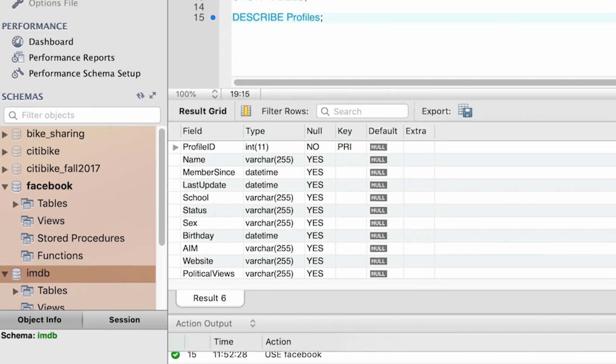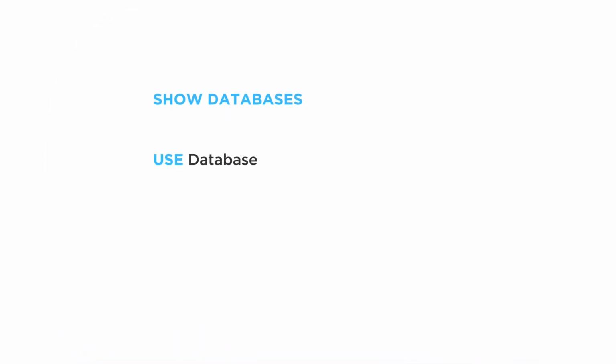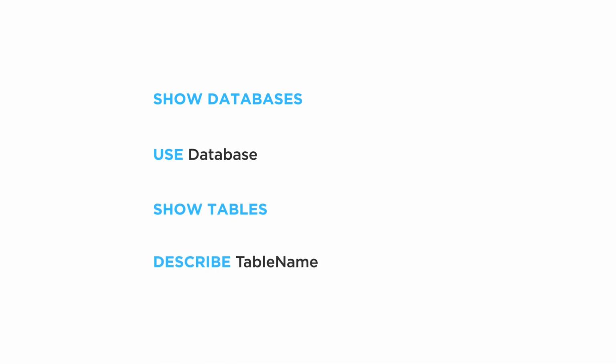Now, to summarize, in this video, what we have examined are the commands show databases, use and then the name of the database, show tables, and describe followed by the name of a table. These 4 commands can be used to explore the structure of a database and allow us to see how data is organized in the database.